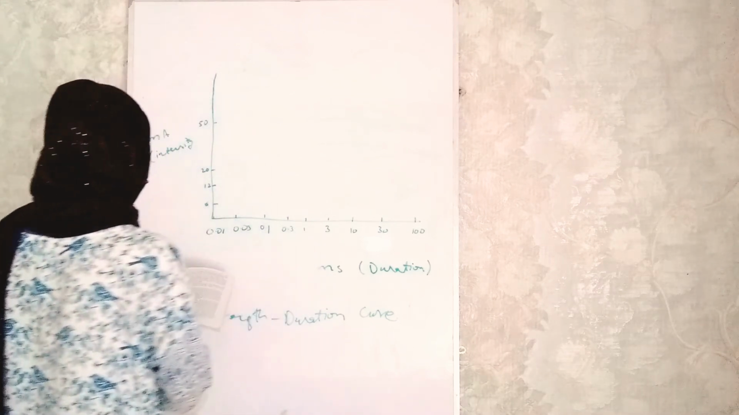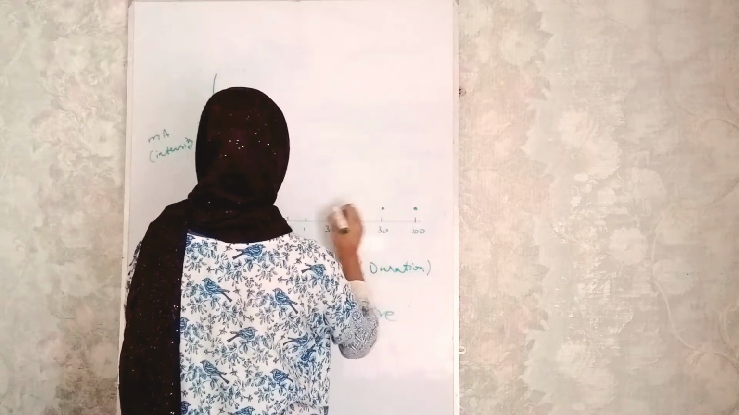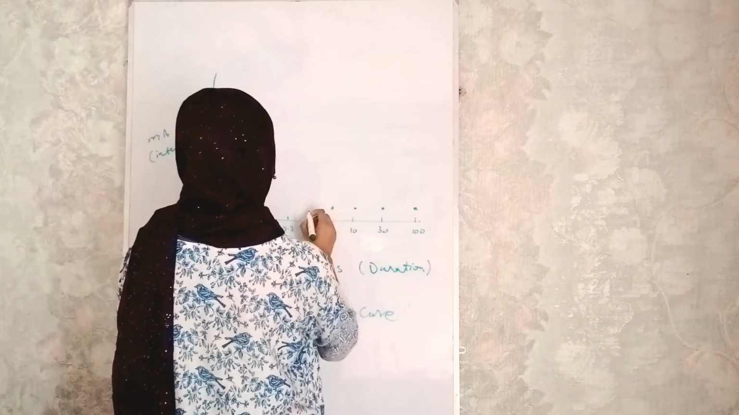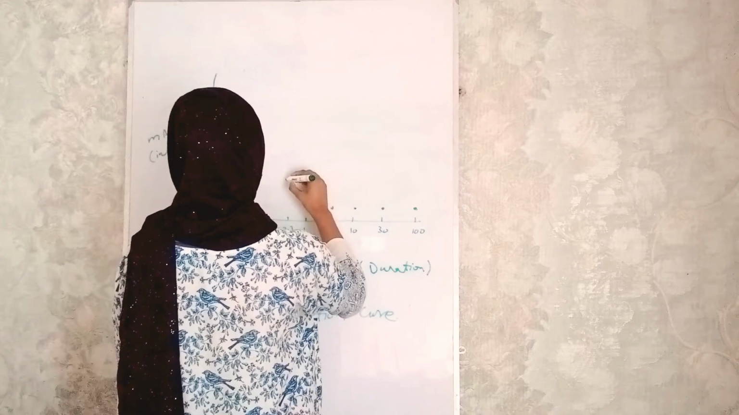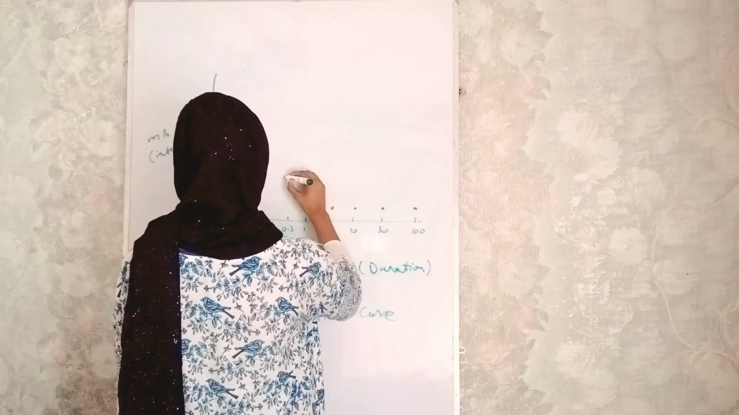At this point, we are just going to see that different points are being mentioned. 10, 3, 1 is a bit higher, and 0.03 is above 12.